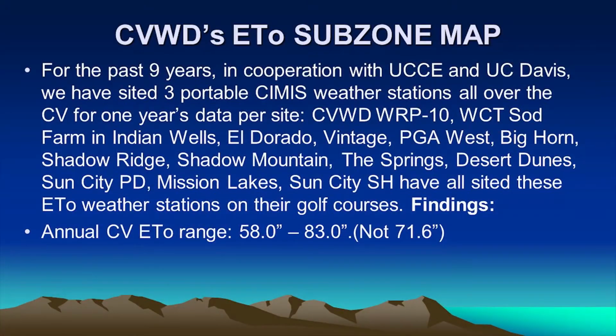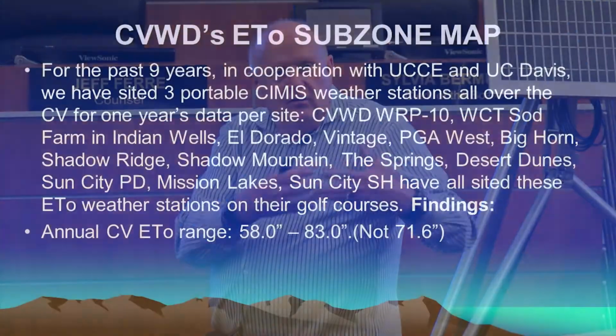So CVWD WRP-10 is the water treatment plant right down there. West Coast Turf Sod Farm in Indian Wells, opposite the tennis gardens. We had one there for a year, and all these golf courses, El Dorado, Vintage, PGA West, Bighorn, Shadow Ridge, Shadow Mountain, Springs, Desert Dunes, Sun City, Palm Desert, Mission Lake, Sun City, Shadow Hills. We put portable weather stations in all these places and compared it to our mother station, which was in Indio.